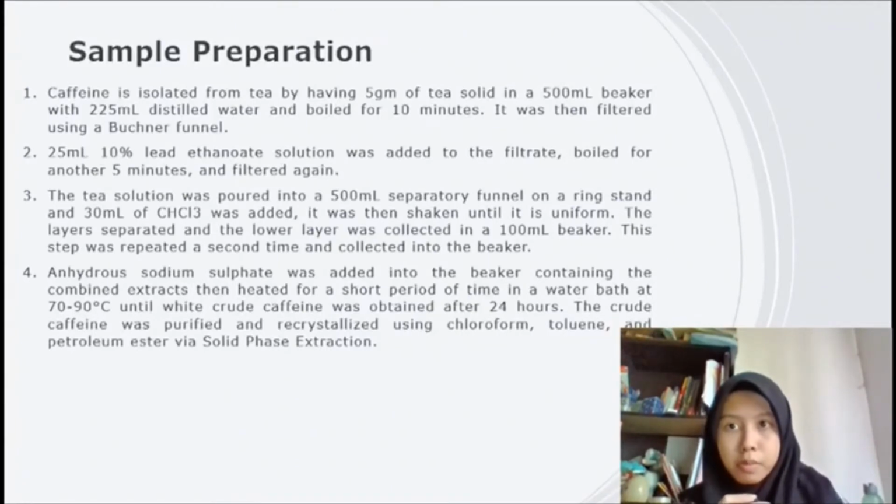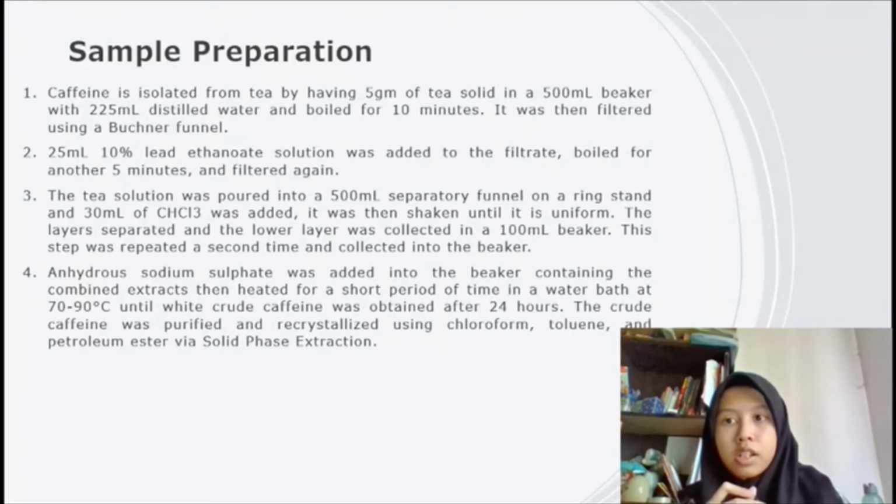For sample preparation, caffeine is isolated from tea by having 5 grams of tea solid in a 500 ml beaker with 225 ml distilled water and boiled for 10 minutes. It was then filtered using a Buchner funnel. 25 ml of 10% lead ethanol solution was added to the filtrate and boiled for another 5 minutes and filtered again.